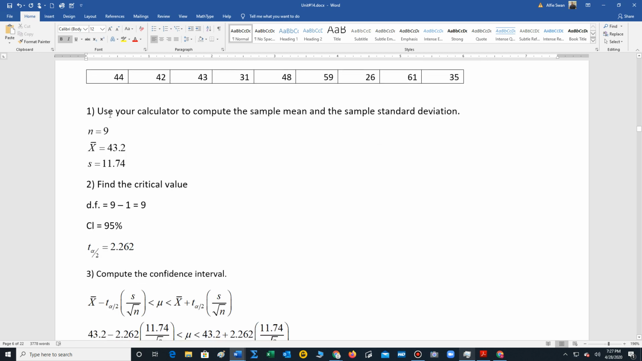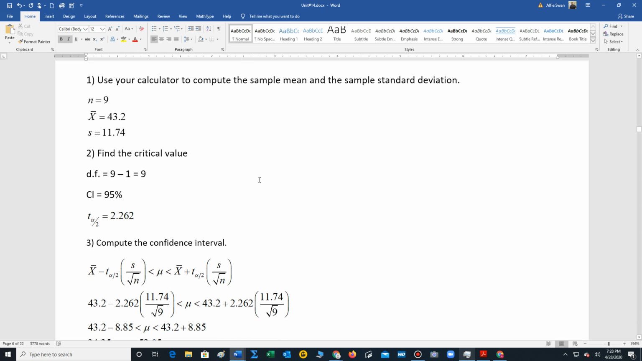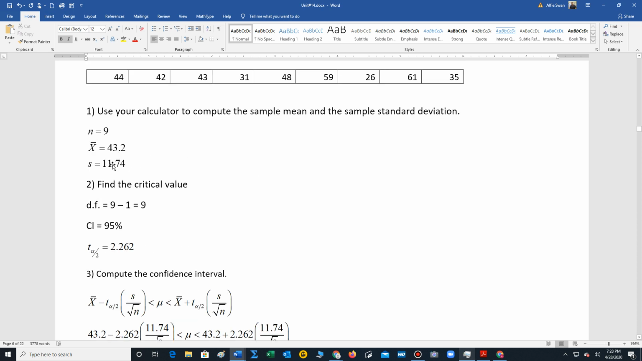So, as I said before, you're going to use your calculator, and I'll show you how to do that later on in another video. You're going to use your calculator to type in these values and produce these statistics here. n is 9, that's just the number of values. The mean is 43.2 and standard deviation is 11.74. Since sigma is unknown, we're only given s. Compute degrees of freedom. 9 minus 1 is, that should be 8.